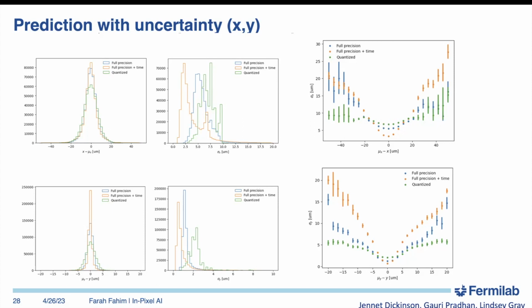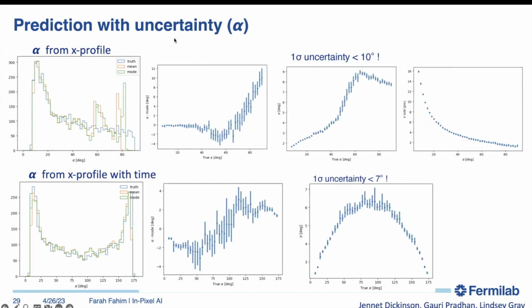Okay, so we're doing something similar for the alpha from the X profile, and then again alpha with the X profile with time. Without the time, you have uncertainty which is less than 10 degrees, which is still really good. And then with time, the uncertainty is less than 7 degrees. And then you can also see the performance degrades beyond 60 degrees.